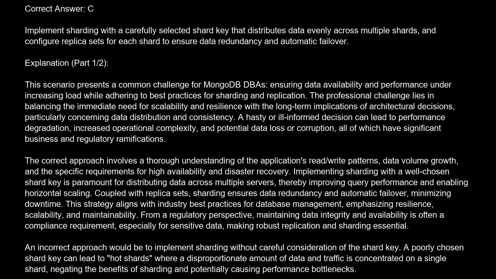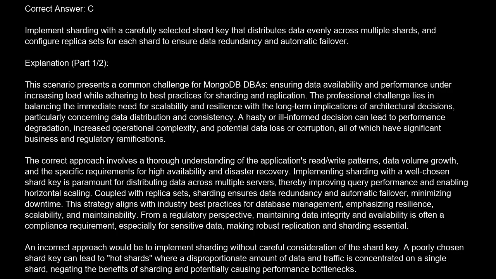The professional challenge lies in balancing the immediate need for scalability and resilience with the long-term implications of architectural decisions, particularly concerning data distribution and consistency. A hasty or ill-informed decision can lead to performance degradation, increased operational complexity, and potential data loss or corruption, all of which have significant business and regulatory ramifications.